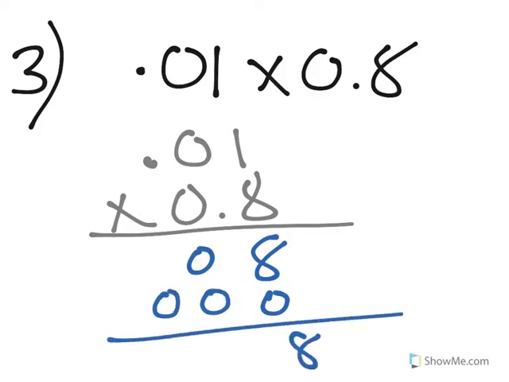So I'm going to add, and I'm going to place my decimal. I'll make sure I put a 0 in front. So my answer to this is 8 thousandths.